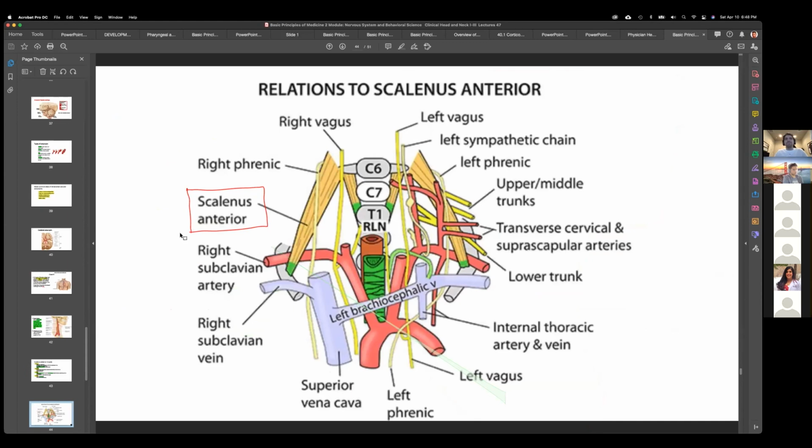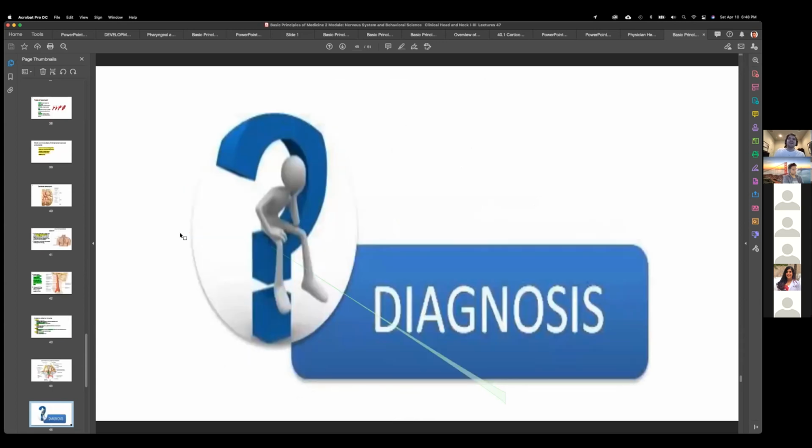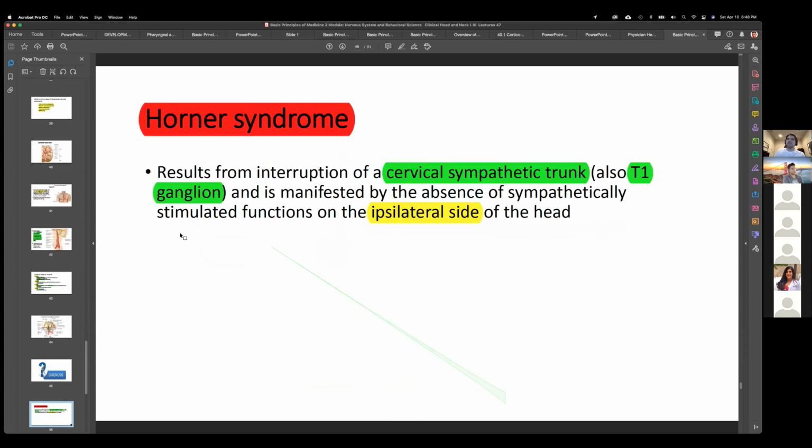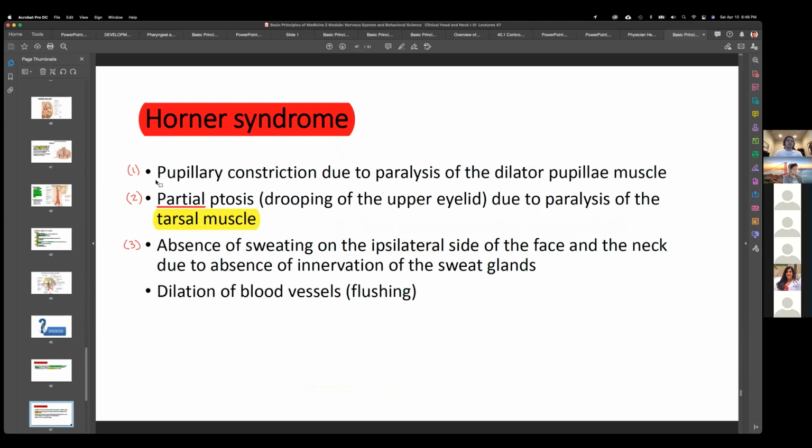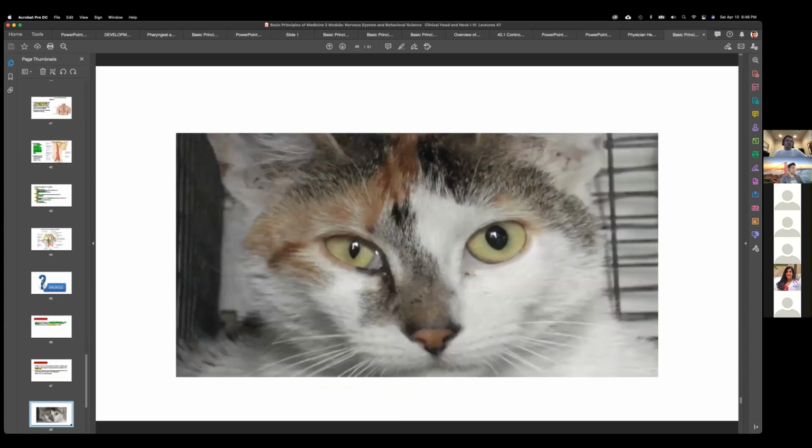Yeah, that typically, anhidrosis, thank you, Sarah. That's what I meant to say. All right, so Horner syndrome, right? Knock it out on the ipsilateral side. And these are the 3 things you need to remember. If you knock out the sympathetics, you're going to get constriction, ptosis of that tarsal, and anhidrosis. There you go.